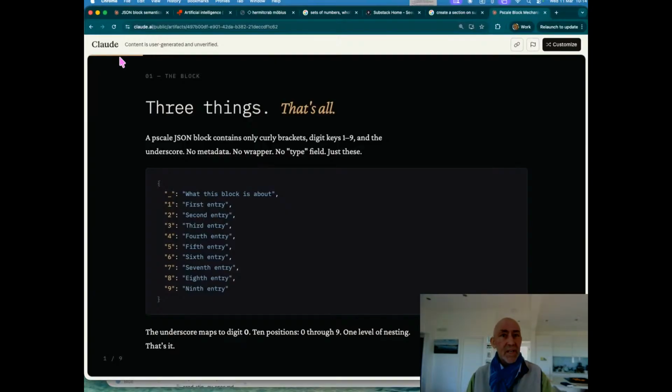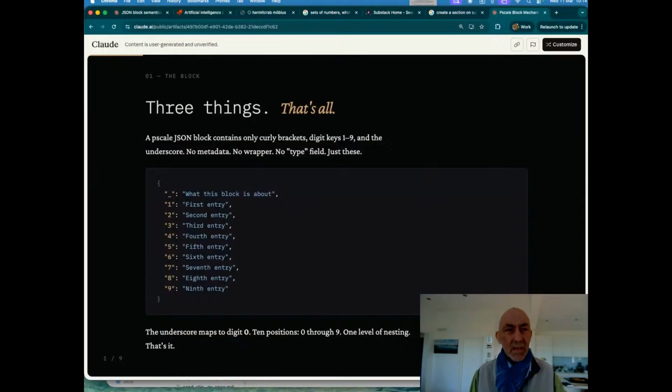Right, the block. 3 things, that's all. A Pscale JSON block contains only curly brackets, digit keys 1 to 9, and the underscore. No metadata, no wrapper, no type field, just these. What this block is about: the underscore maps to digit 0. 10 positions, 0 through 9. 1 level of nesting. That's it.